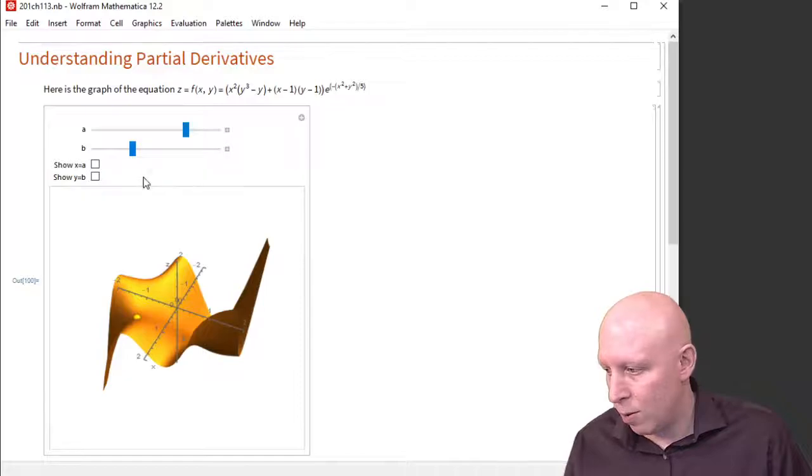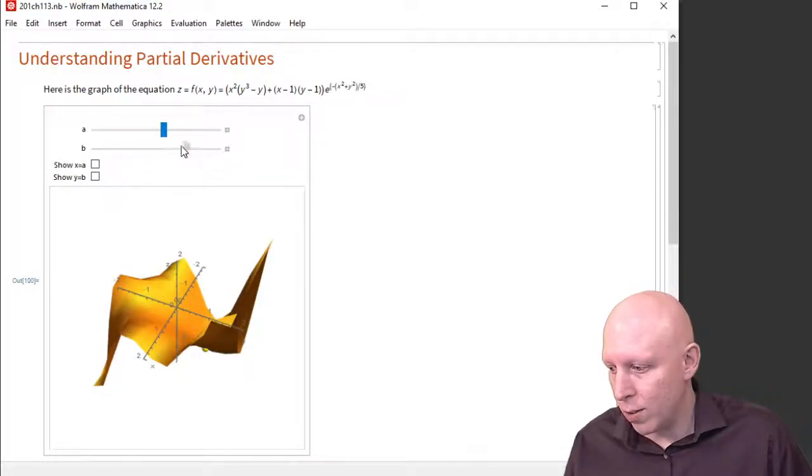Now, what I've done here is I've considered what would happen if I moved this point a, b and moved it around.